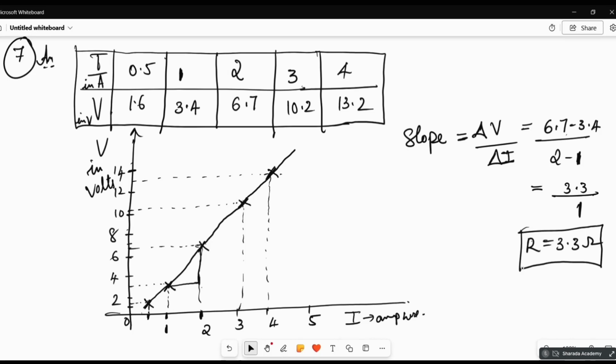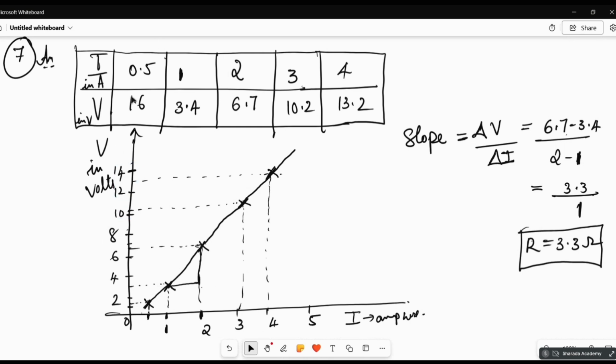See, slope is equal to the y-intercept minus the x-intercept, so it will be easier. You can do the other way also. See here, I have taken current in amps, V in volts. Try to plot I versus V. I have taken I on the x-axis, V I have taken on the y-axis.